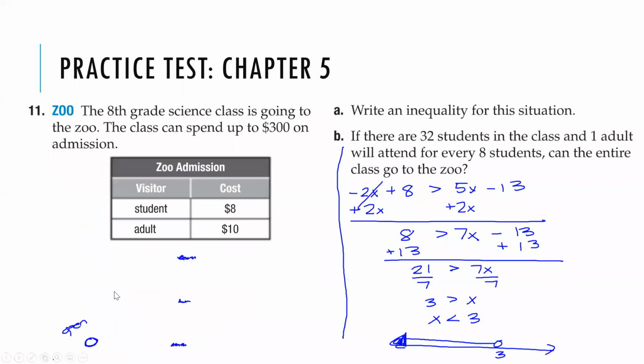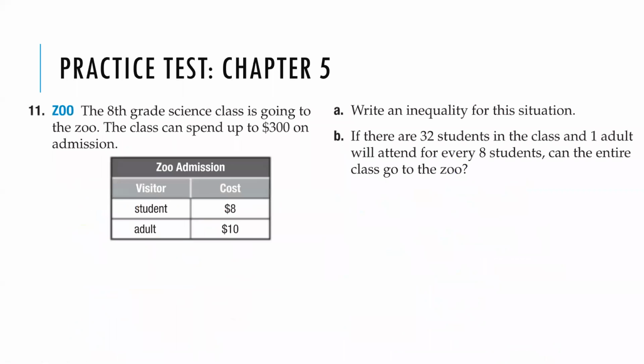All right, so next problem, number 11, says the 8th grade science class is going to the zoo. The class can spend up to $300 on admission. And it says for part A to write an inequality for the situation.